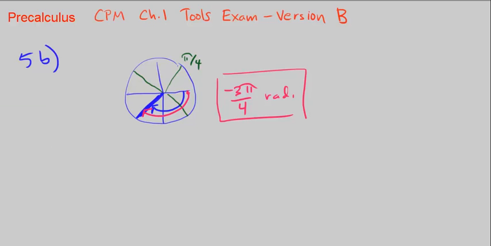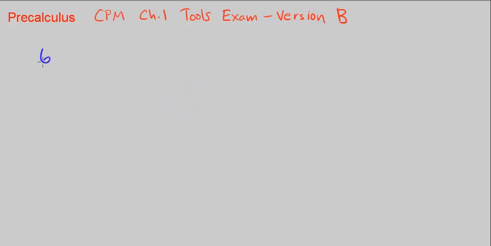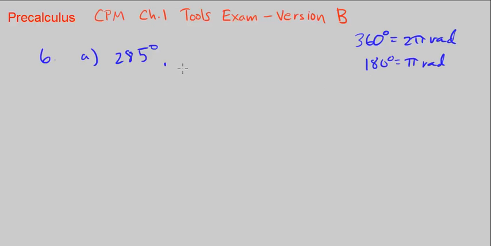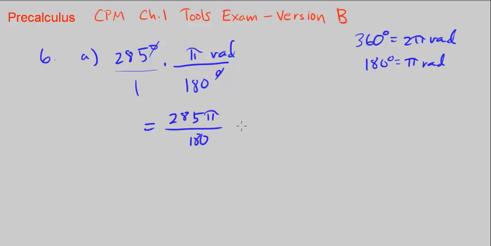Okay, number 6. Number 6 had A and B. We were asked in A to convert 285 degrees into radians. You have to remember that 360 degrees equals 2 pi radians, or 180 degrees equals pi radians. Okay, so then we want to multiply by the conversion factor. So degrees in the denominator, radians in the numerator. So degrees cancel, 180 and pi, or you can use 2 pi and 360, right? Remember, this is over 1, so you just multiply across, 285 pi over 180 radians. Simplify that, you get 19 pi over 12 radians, right?